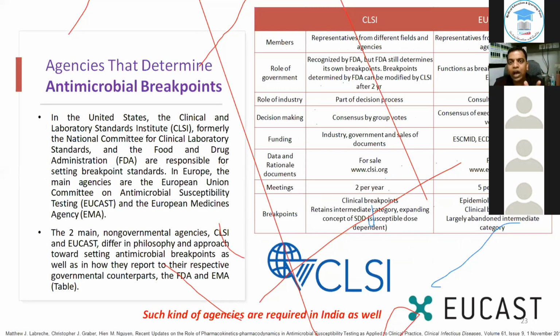CLSI breakpoints are recognized by FDA, but FDA still has its own breakpoints. CLSI meetings take place every two years, and the CLSI documents are available for sale. While EUCAST is freely available on the website, its meetings are held bi-yearly, and it functions as the breakpoint body for the European Medicines Agency. So that's the difference between CLSI and EUCAST. In most settings we follow CLSI; some settings find it easy to use EUCAST guidelines.